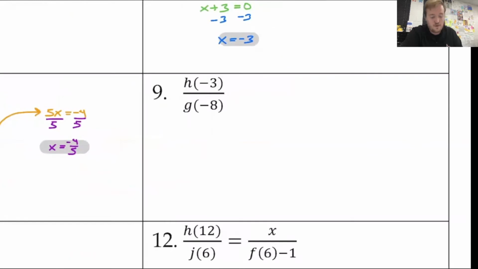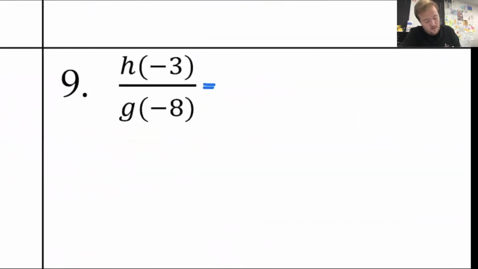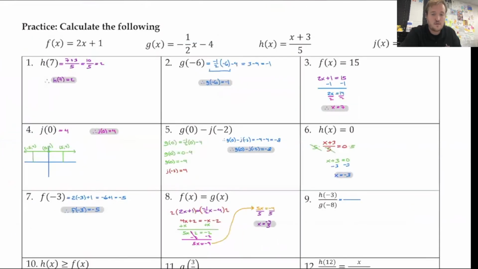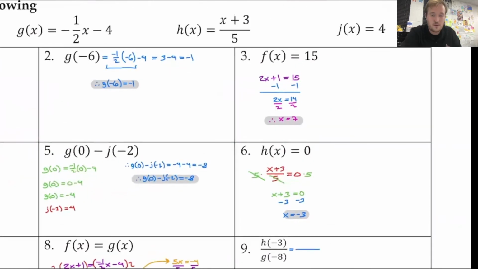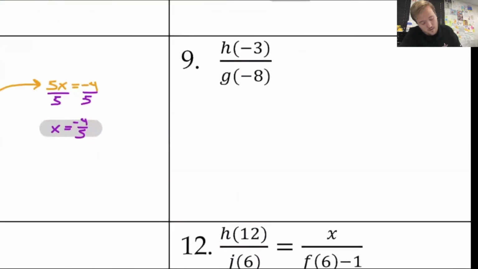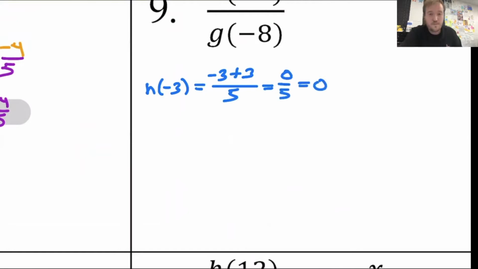Okay, number 9. All right. So h of negative 3, so I'm actually going to write this all in one area. Okay, so h of negative 3. So this is negative 3 plus 3 over 5, which is 0 over 5, which is equal to 0.